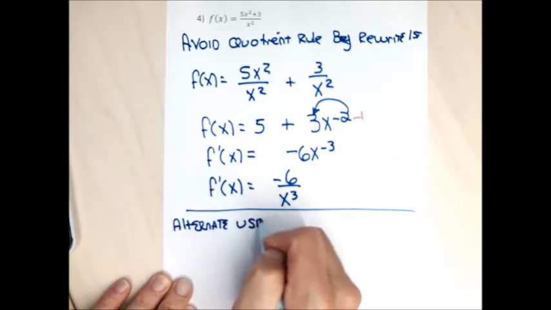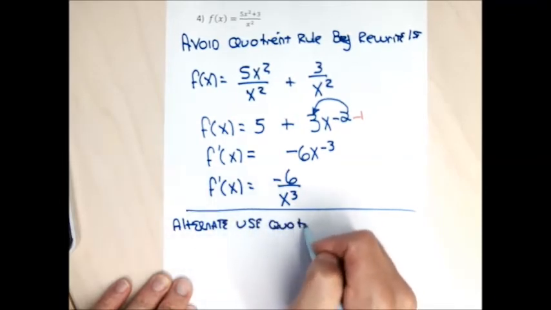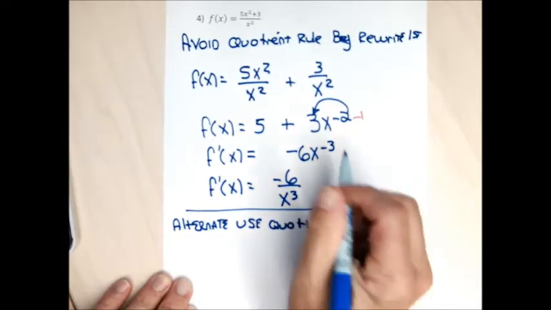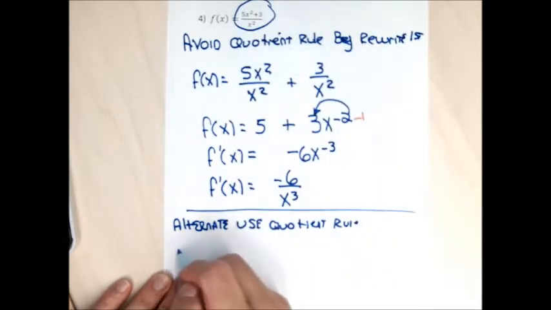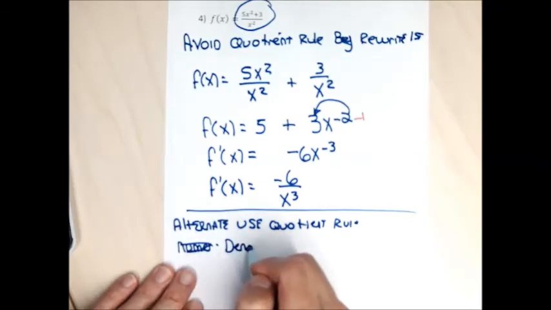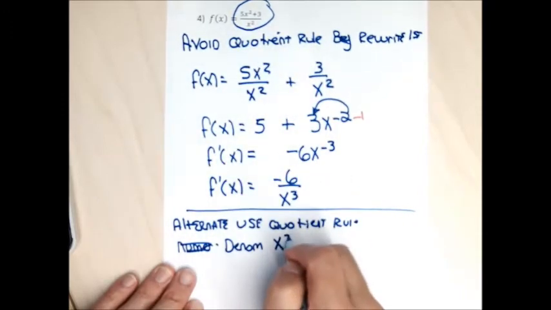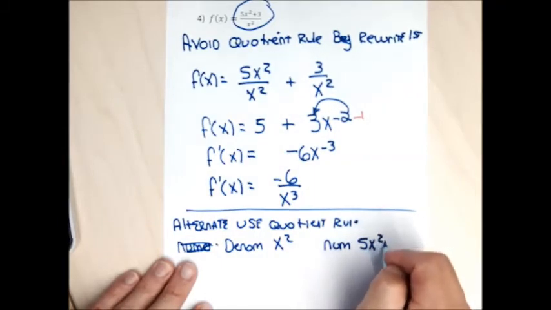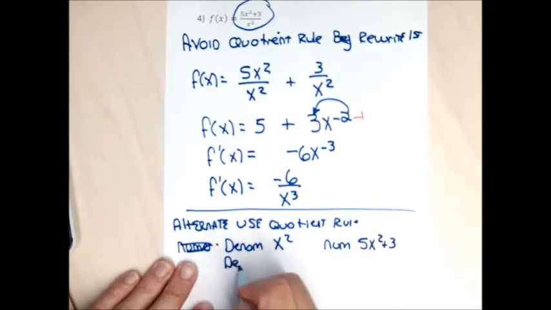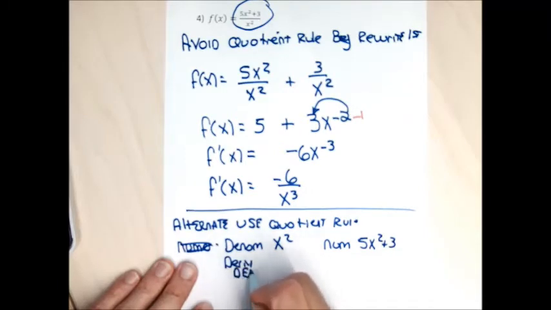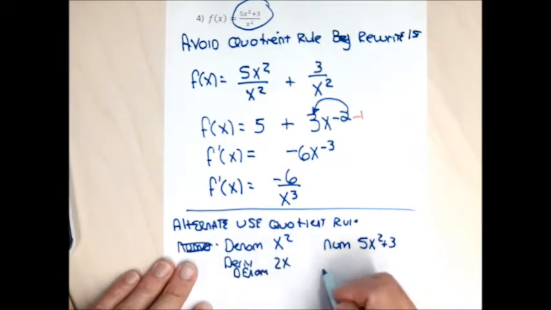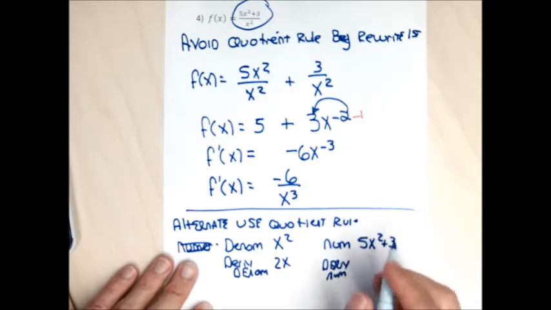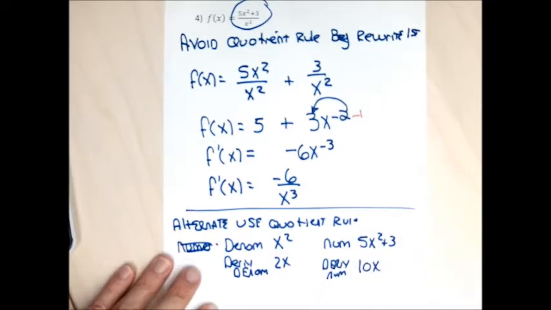is to use the quotient rule. You don't have to do both ways, just whichever way you like better. If I was finding the derivative of this using the quotient rule, I do the denominator first. The denominator is x squared. The numerator is 5x squared plus 3. The derivative of the denominator is going to be 2x. The derivative of the numerator is going to just be 10x. That 5x squared has a derivative of 10x. That 3 has a derivative of 0.